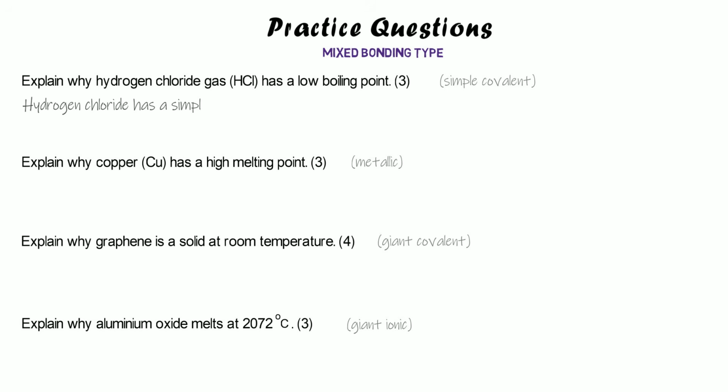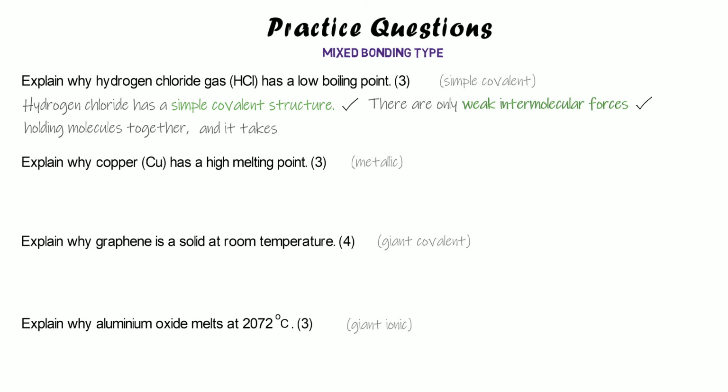If we can remember our marking points for simple covalent, first we need to say that it is a simple covalent structure. First mark for saying what kind of bonding it is. That means there's only going to be those weak intermolecular forces between the molecules. That gets us our second mark. And if they're only weak intermolecular forces, it takes very little energy to overcome them. So those would be our 3 marking points.